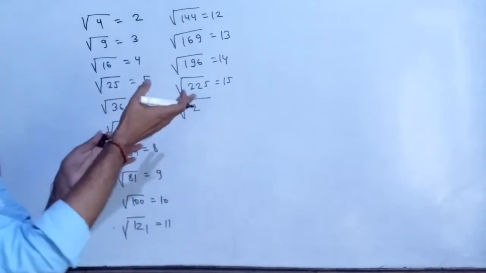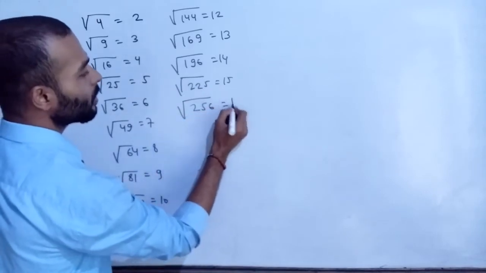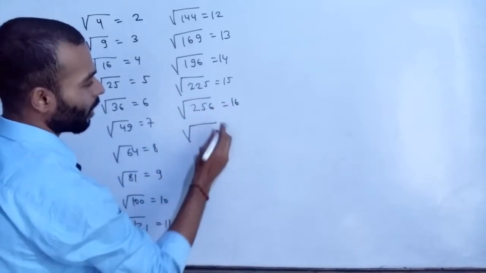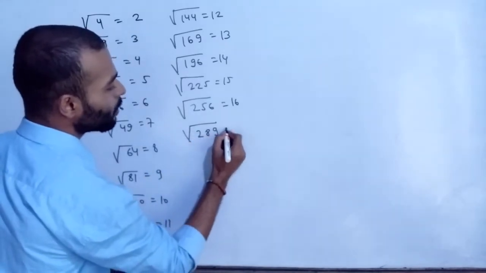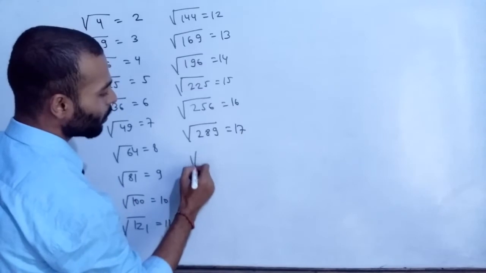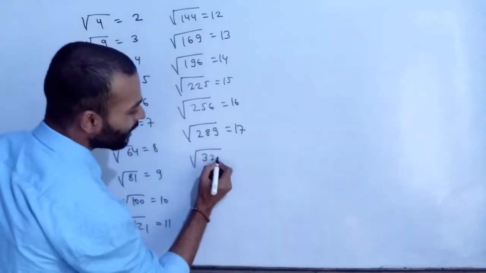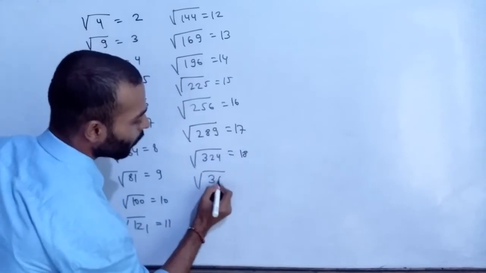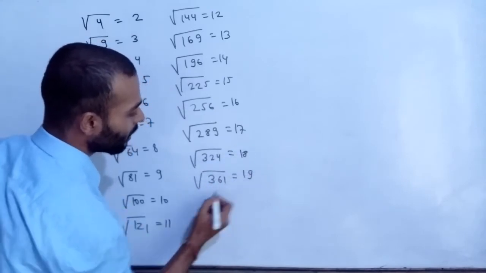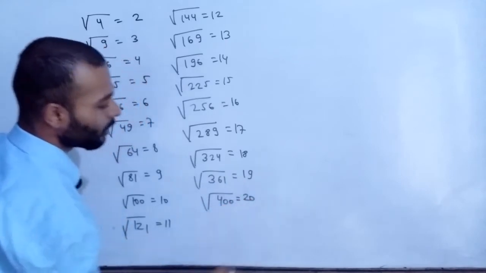256 equals 16, and now for 17 we are writing root 289 equals 17, now root 324 equals 18, and at last, root 361 equals 19, and root 400 equals 20.